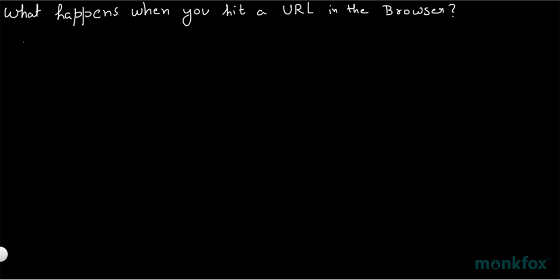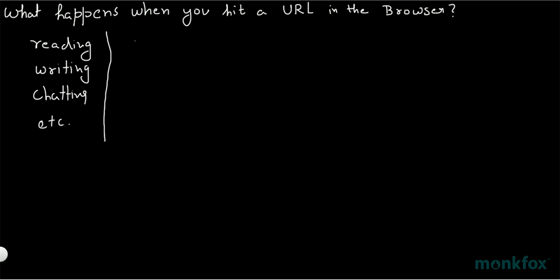So let us see. First, we need to understand what do we use a browser for. We use the browser for, say, reading something, writing something, chatting, and many other activities. Everything that we do in the browser, we do it on a page. That means whenever you open google.com, you basically are seeing a page, or in more technical terms, it is called a web page. So when you hit google.com, you are basically seeing google.com's web page.